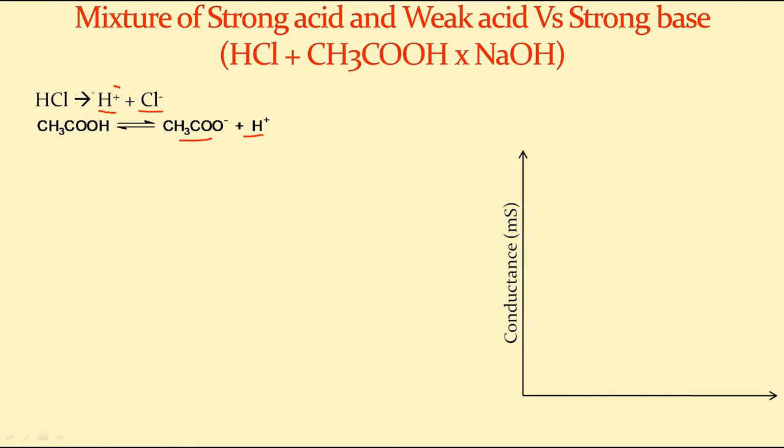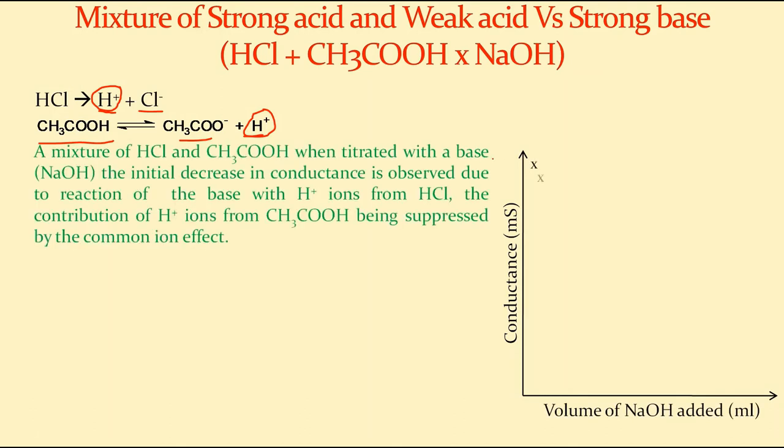So here we have common ion H plus in both the electrolytes. HCl, strong acid, produces the H plus. Acetic acid, weak acid, also produces H plus. Due to the common ion, the dissociation of acetic acid is suppressed. Initially, the H plus ions are produced from the HCl only. So, HCl alone contributes to the initial conductivity. We know H plus ions are highly mobile, so the conductance is very high in the beginning.